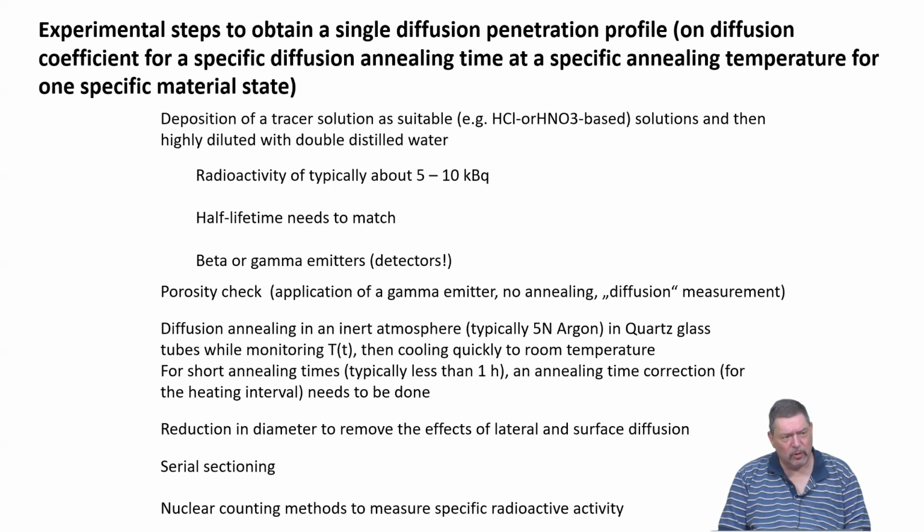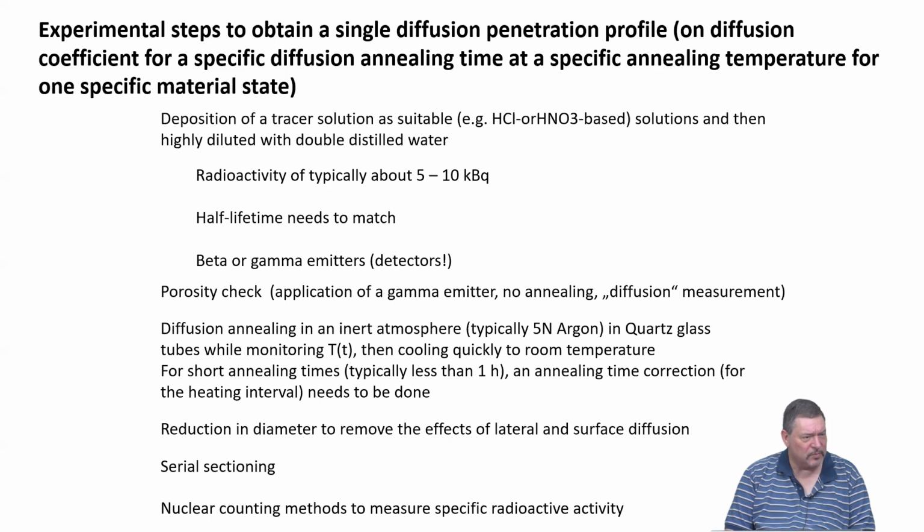Then you apply a certain specific radioactivity, typically 5 to 10 kilobecquerel on the surface. You need to watch the half-life of the isotope you need. And you also need to know which decay pathway this specific radioisotope is following, right? Whether it is emitting beta or gamma radiation. There is a third radioactive decay product.